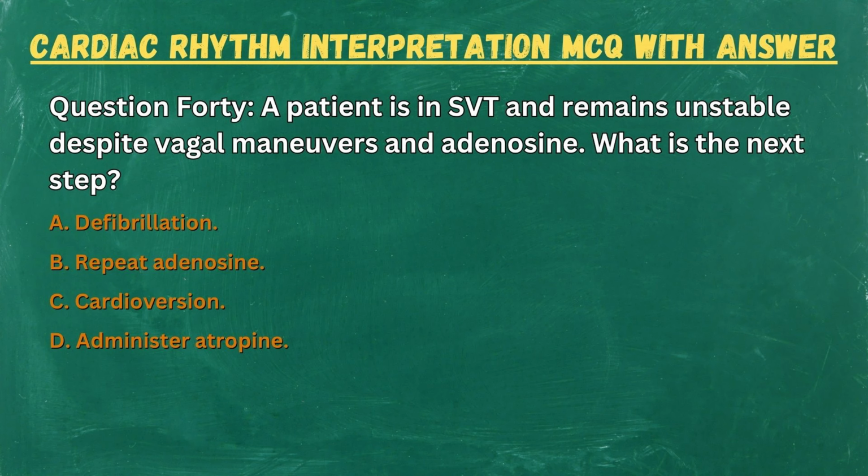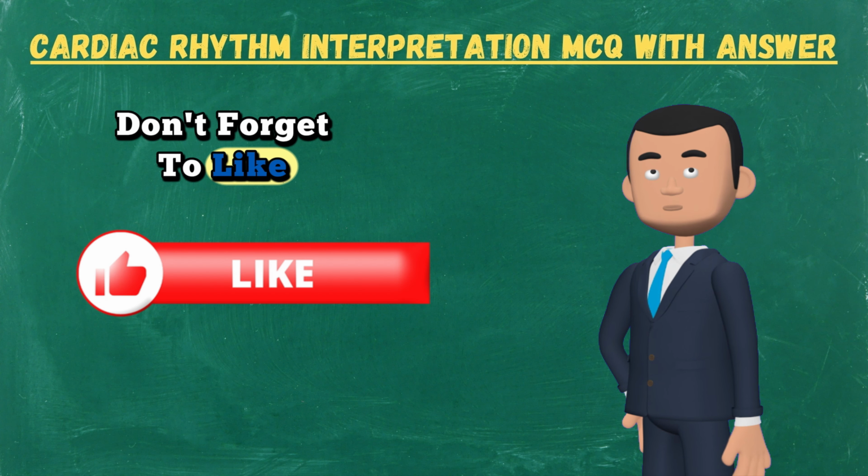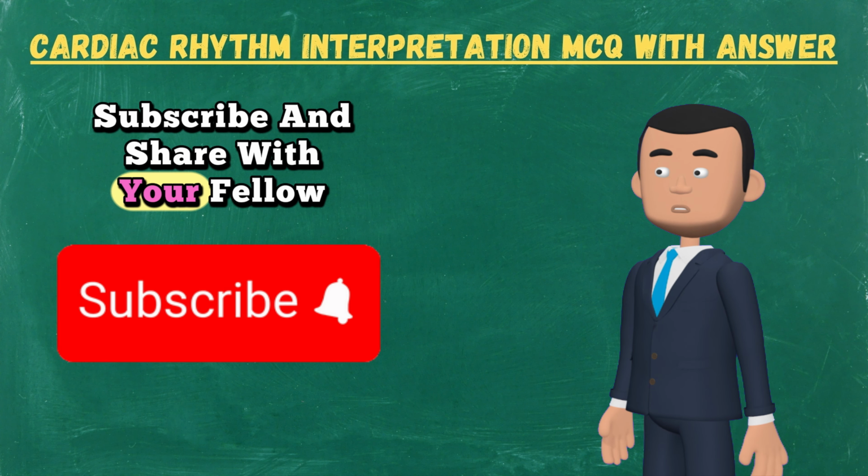Question 40. A patient is in SVT and remains unstable despite vagal maneuvers and adenosine. What is the next step? A. Defibrillation. B. Repeat adenosine. C. Cardioversion. D. Administer atropine. Answer: C. Cardioversion.